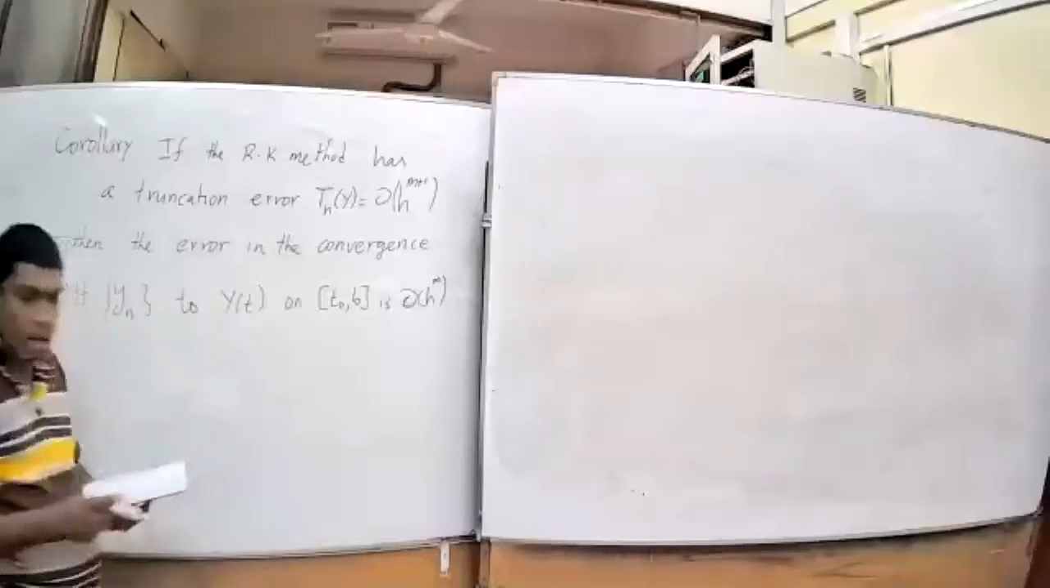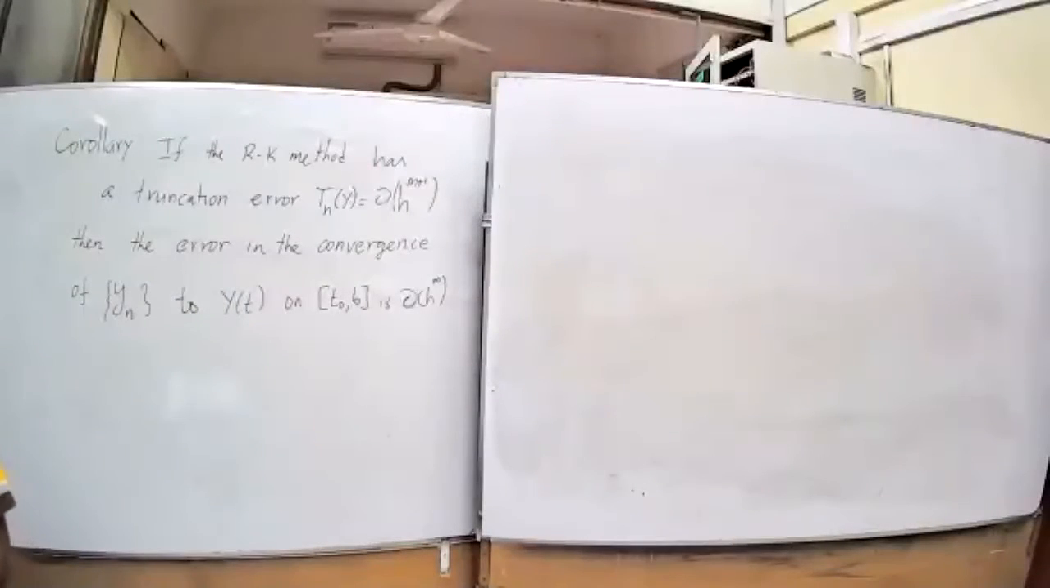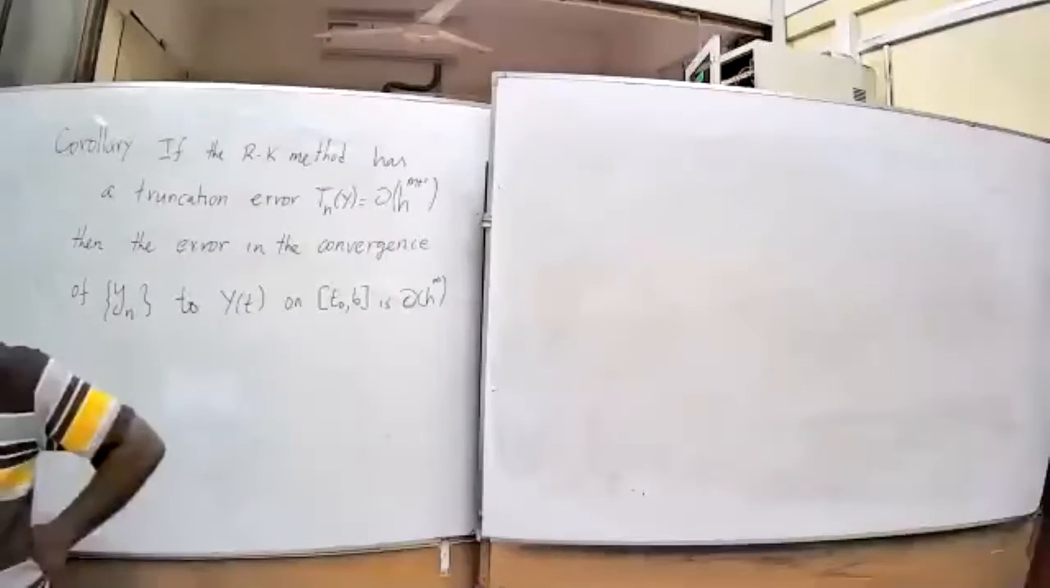This is again something very similar to what we have done in the Euler method, where we first derive the truncation error, and then based on that, we see that the convergence is of order h to the power m. So here the error in this convergence is order of h to the power m.